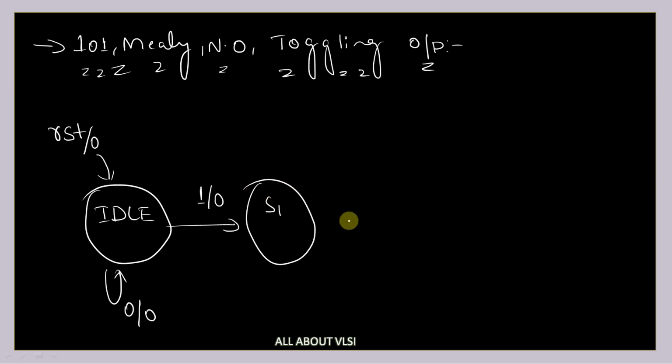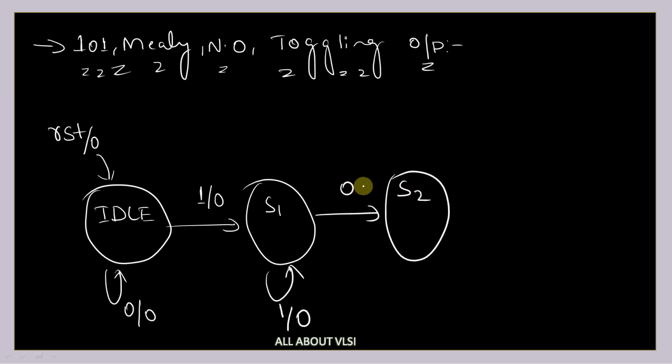Now, if you get one more 1, you stay in the same state, and your output is 0 itself. If you get 0, 2 bits are matching, and you go to a state known as S2, where your output is 0 itself. Now, if you are in S2 state, you have the sequence 1, 0, and if you get one more 1, your pattern has been detected.